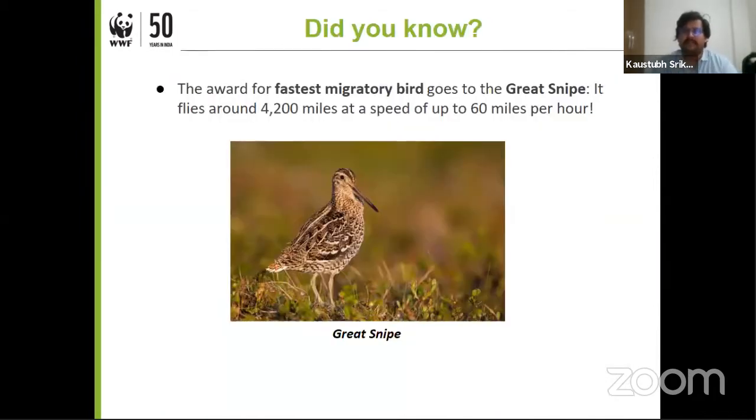Now, some very interesting facts are that some birds are really fast when they are trying to migrate. This particular bird called the great snipe has probably got the award of the fastest migratory bird, and it flies at around 60,000 miles per hour to complete a distance of about 4,200 miles. That's a real fast technique that a bird is doing, probably to get to its destination fast, because it knows tomorrow there's a storm coming up, so it needs to cover that distance, or there may be a predator around, so it wants to escape the sight of any predator, and that's why it's going with that speed.